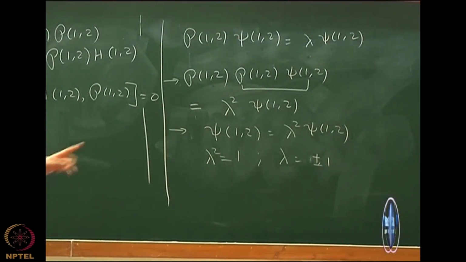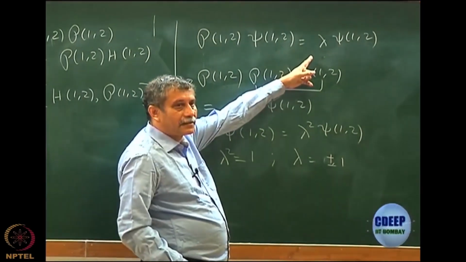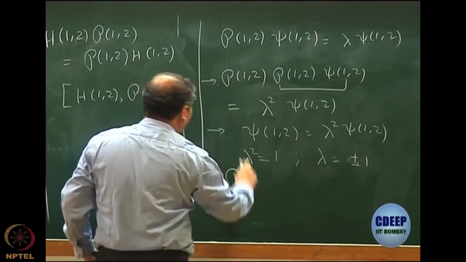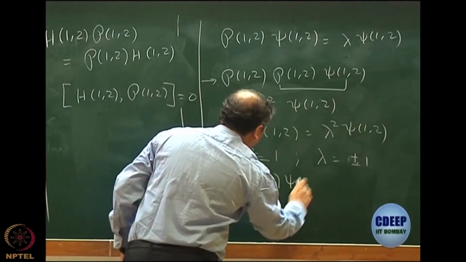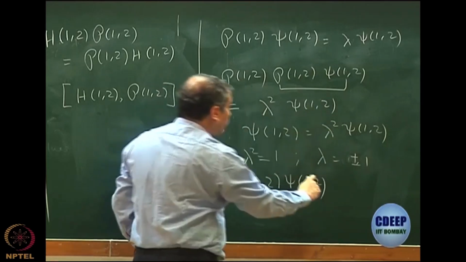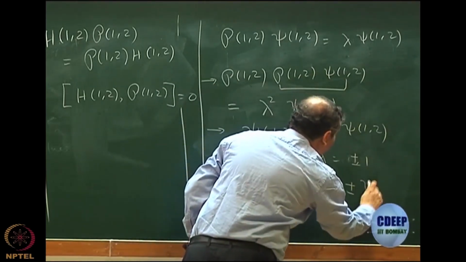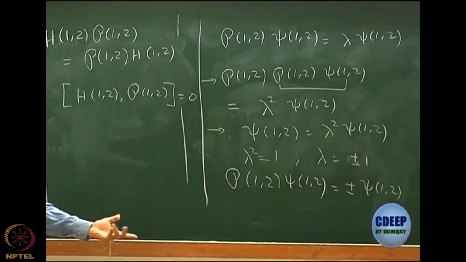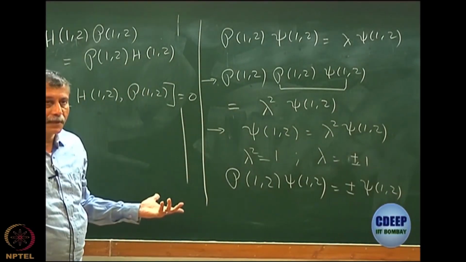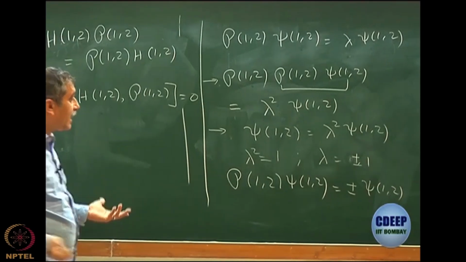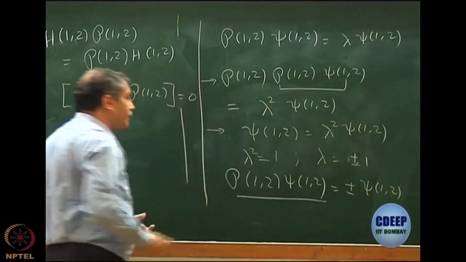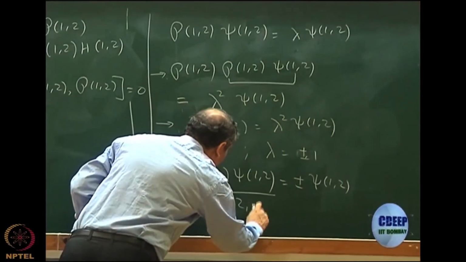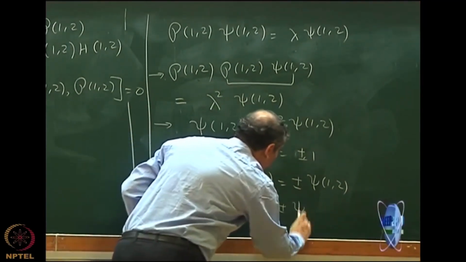So, I get the eigenvalue for this result. Then what do I do? I go back to this equation again. So, I write P12 psi12 and now I put the eigenvalue, which is plus or minus 1, so it is plus or minus psi12. Then I apply the definition again on the left hand side. By the definition, this is psi21 equal to plus or minus psi12.